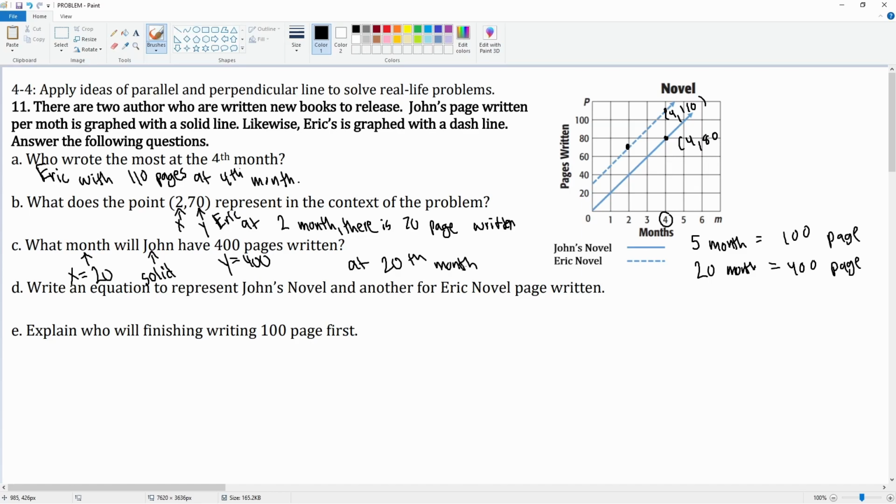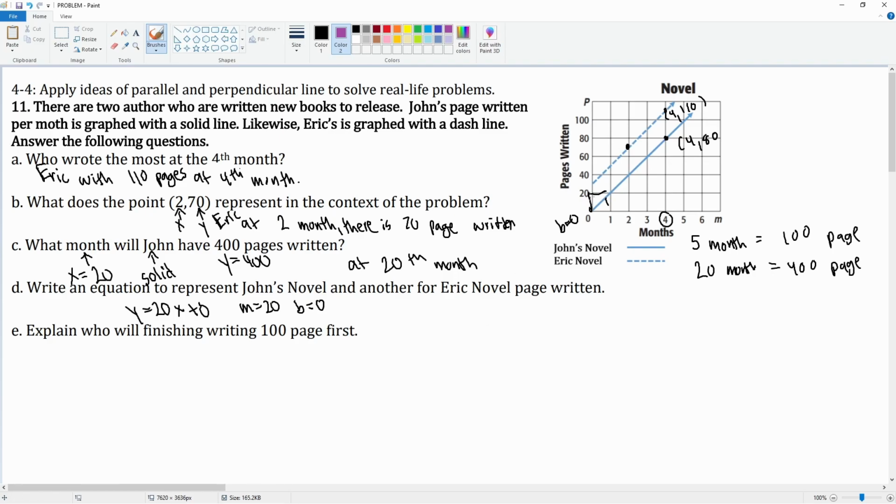Now you're going to write an equation for John and Eric's novel. So to write the equation, you need both the slope and the y-intercept. Okay? Here we can see that John, which is the solid line, the y-intercept for John is b equals 0. So we can just write for John there. And his slope, it looks like he's going up by 20, across by 1. So John, m is equal to 20 over 1, and his y-intercept is 0. So John's equation is y equals 20x plus 0.